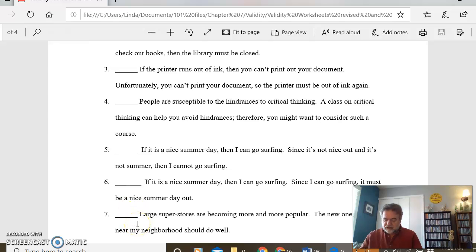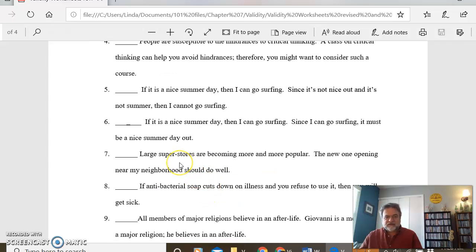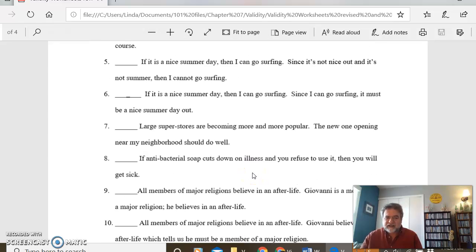Number 7 is simply no certainty. A large superstore is becoming more popular. The new one opening in my neighborhood should do well. This is a common error where people infer that they can be deductive and they really can't. The reason we like to do that is once we get on the deductive side of logic and we're taking a generalization that's at best cogent, we can only come up with one answer to be valid. And here we can't be certain. That's why it's not valid.